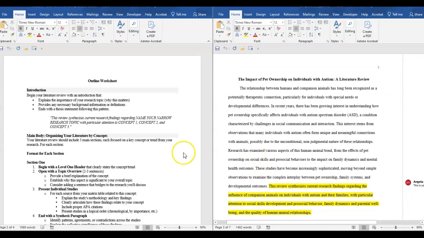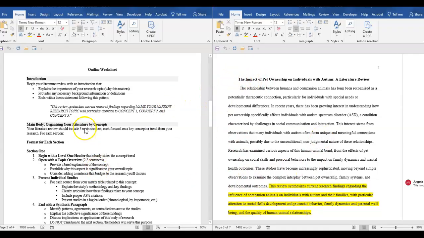So here in our sample paper, The Impact of Pet Ownership on Individuals with Autism, a literature review. This right here is your introduction. So when you are outlining your introduction, you want to take a few notes. Again, I call this a worksheet. This is really more of a guideline.